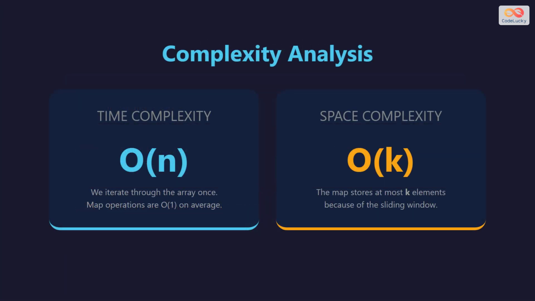This approach is highly efficient. The time complexity is O of n because we process each element once with constant time map operations. The space complexity is O of k, as our map only stores the k elements in the window.